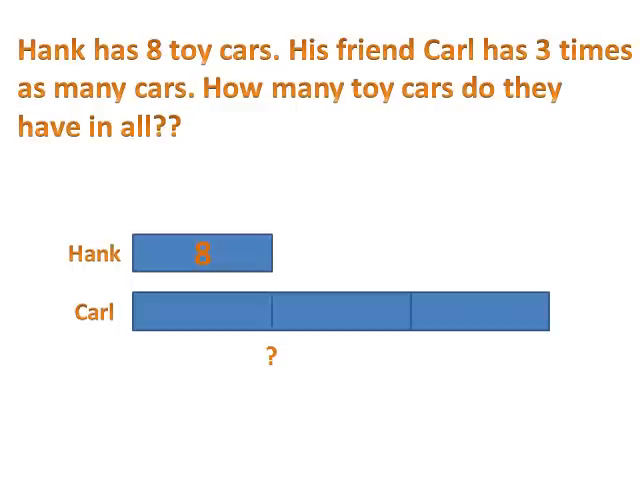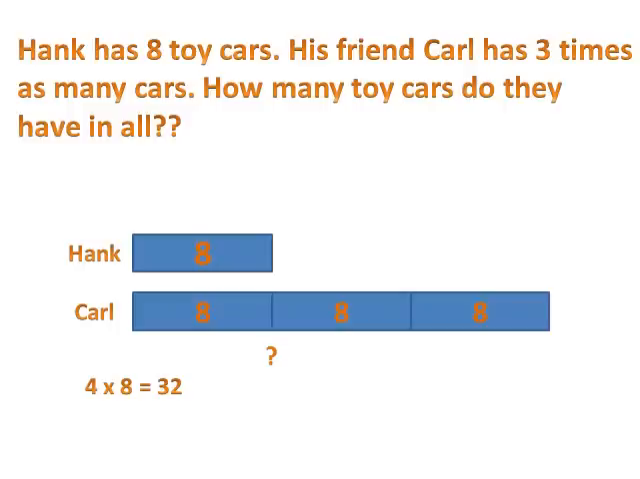So if you look closely at this, Hank has 1 block and Carl has 3 blocks. So therefore all in all they both have 4 blocks. So the multiplication model for this would be 4 times 8 equals 32.